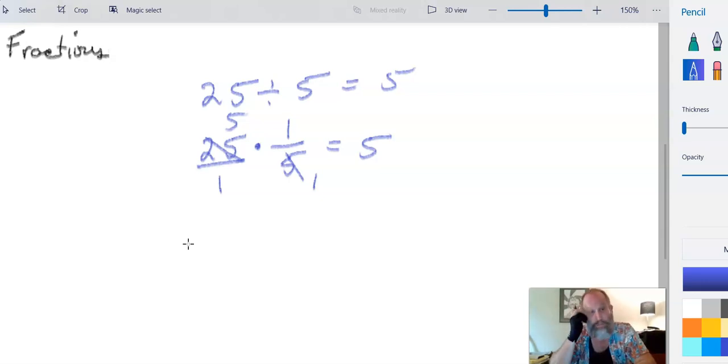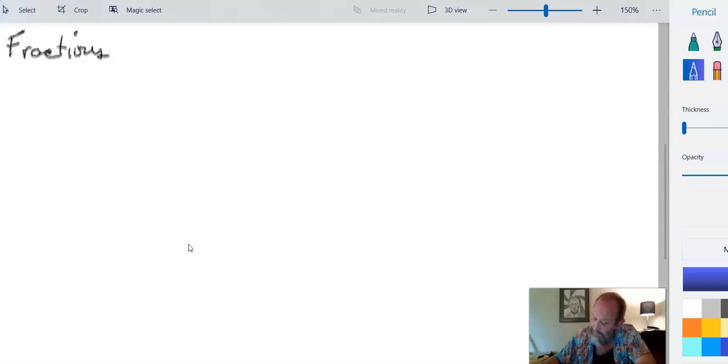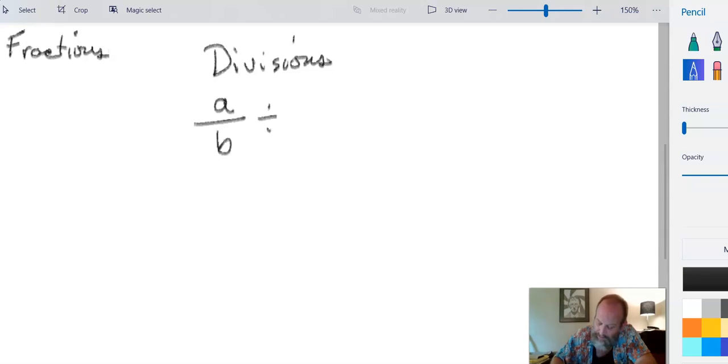So that's the main idea there. That's what's actually going on. If I'm going to define this, let me go ahead and erase that and then switch back. If I'm going to divide two fractions, A over B divided by C over D, what I end up doing is flipping the second one and multiplying them across.